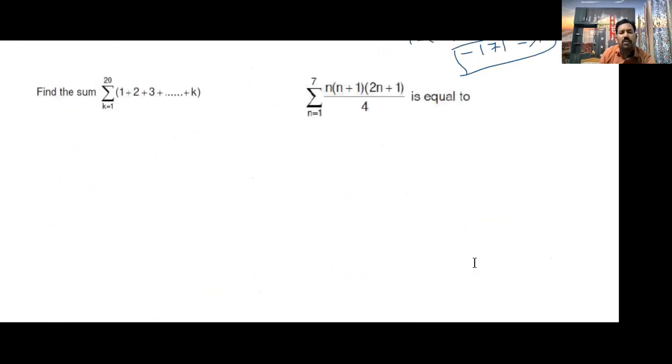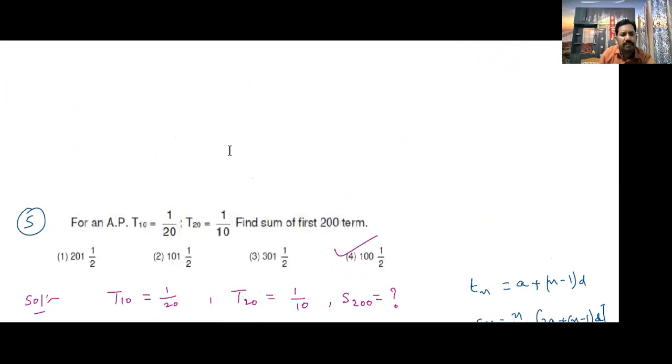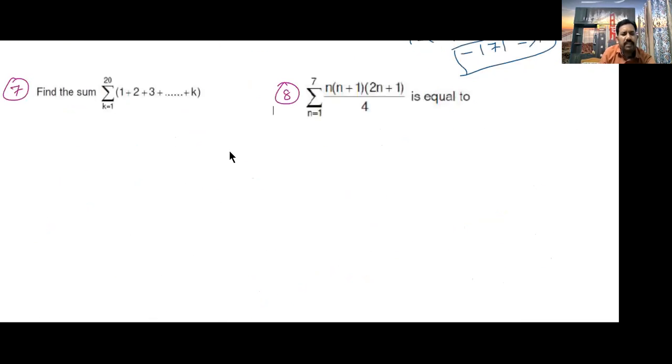Here, two questions are given, the same model but different calculation. So this is question number 5, 6, this is 7, this is 8. Now see the seventh one.